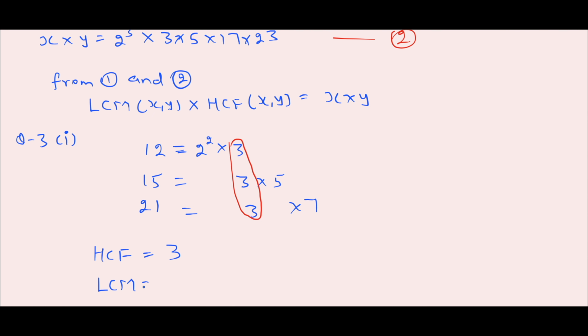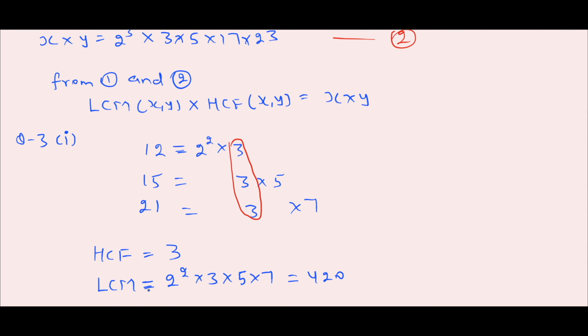And LCM is the product of the greatest power of all the prime numbers. So 2 square times 3 times 5 times 7. So this will be the LCM: 4 times 3 is 12, 12 times 5 is 60, 60 times 7 is 420. So SCF of 12, 15 and 21 is 3, meaning 3 is the greatest number which divides all of 12, 15 and 21.